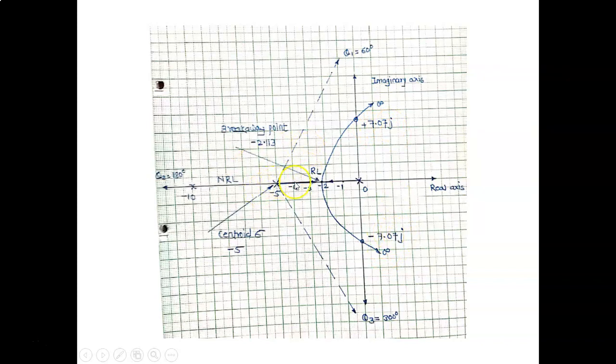Therefore, the root locus starts from -5. It will start from 0 also, because the root locus starts from poles only. First it will start from -5, and it will go to here. Again, it will leave the real axis, and it will intersect the imaginary axis at plus 7.07j. This is the first branch. Now, the second branch will start from 0. It will go to -2. Again, it will leave the real axis, and it will intersect at -7.07j. This is the second branch. And the third branch will start from -10, and it will go to -infinity.